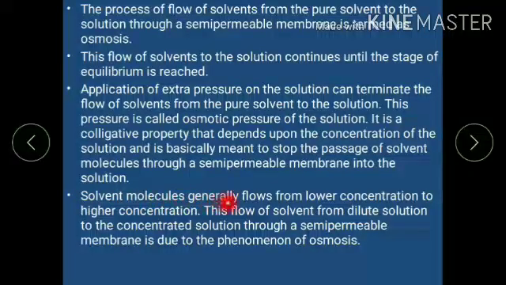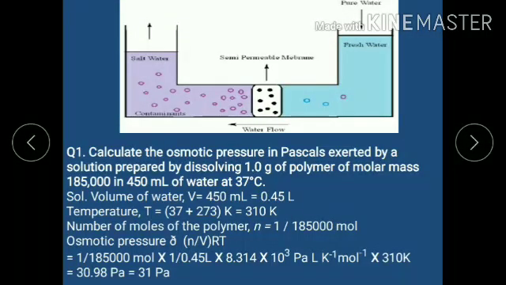Solvent molecules generally flow from the lower concentration to higher concentration. This flow of the solvent from the dilute solution to the concentrated solution through a semi-permeable membrane is due to the phenomenon of osmosis. Okay, look at this picture.